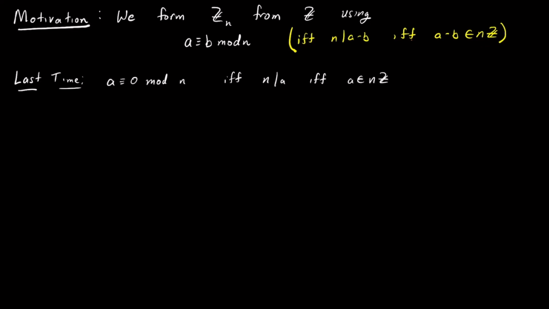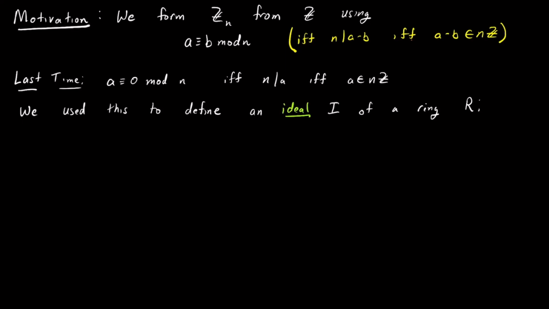Okay, so one thing to notice about this is we'll say that a is congruent to 0 mod n if and only if n divides a, which just means that a is a multiple of n. So in some sense, what we're doing with this equivalence relation is we're looking at our integers and we're setting all the multiples of n equal to 0. So we're setting all the elements of nZ equal to 0.